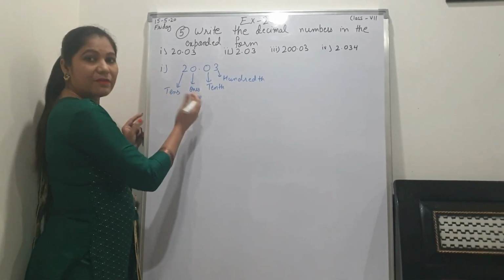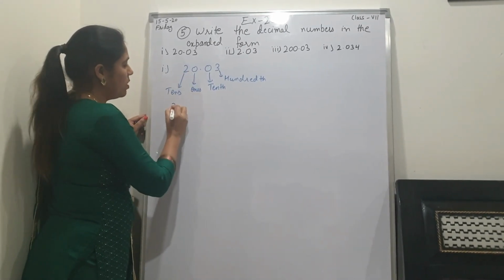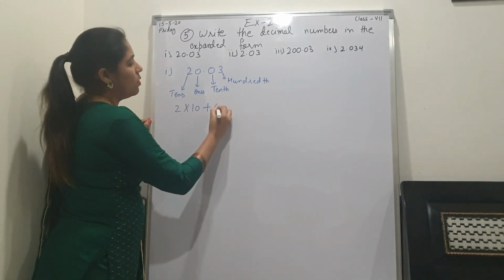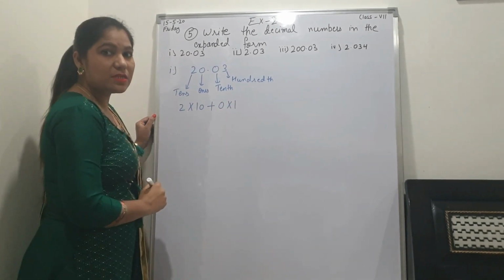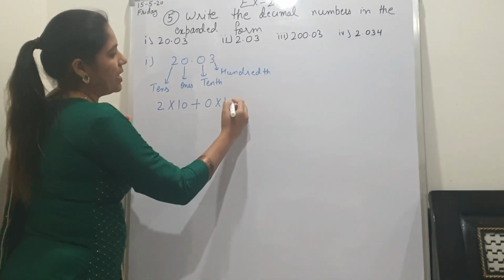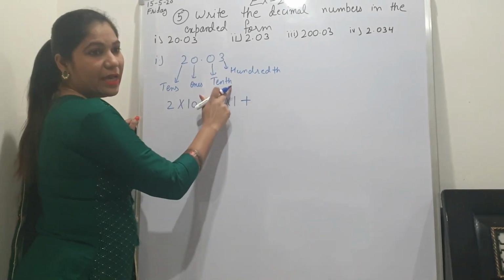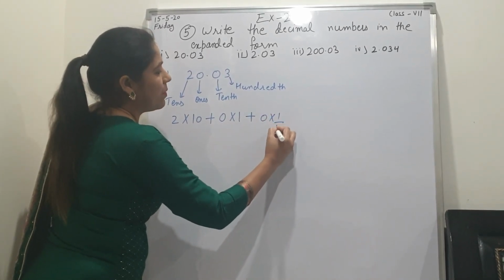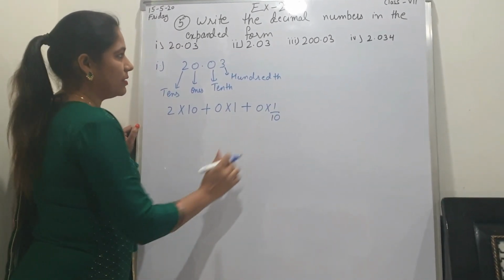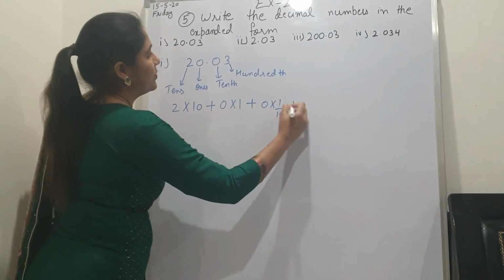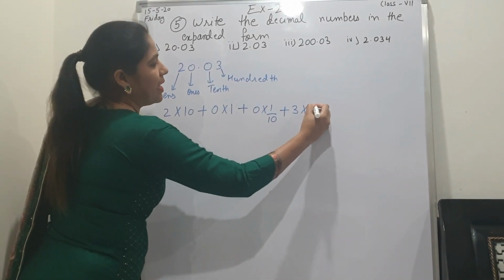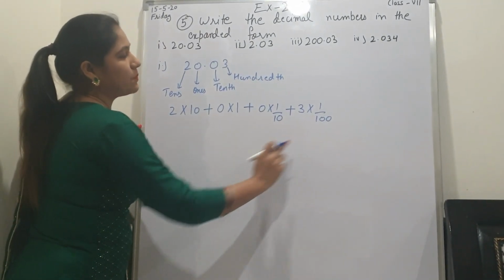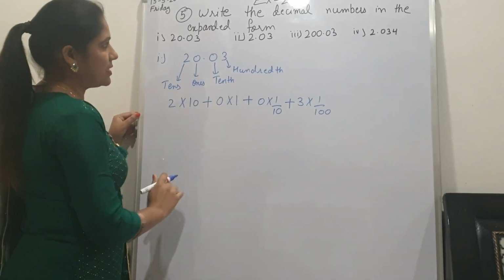So we will start from our left hand side. 2 multiply with 10, then plus 0 multiply with 1 because it was the ones place. Now again 0 multiply with 1 upon 10. This is the tenth place. Then 3 multiply 1 upon 100, the hundredth place. This is our expanded form. So the first point has been done.